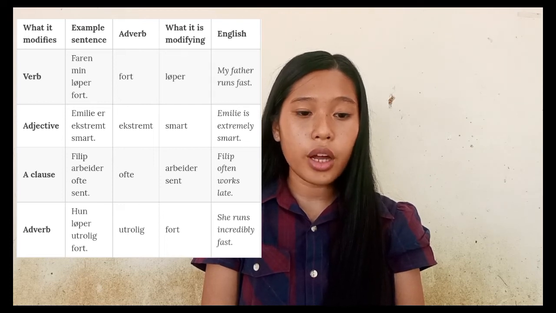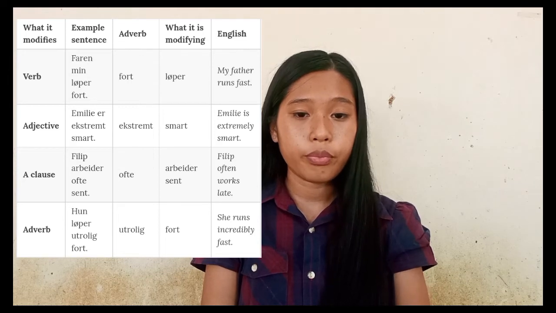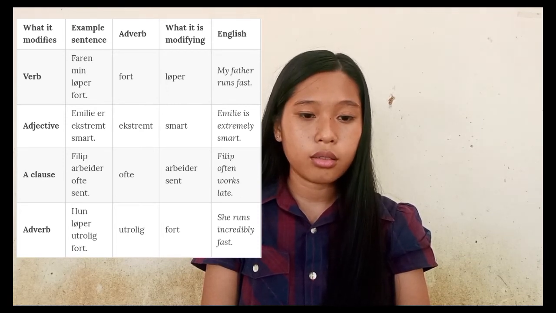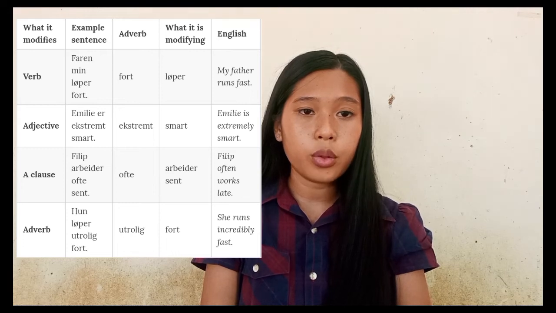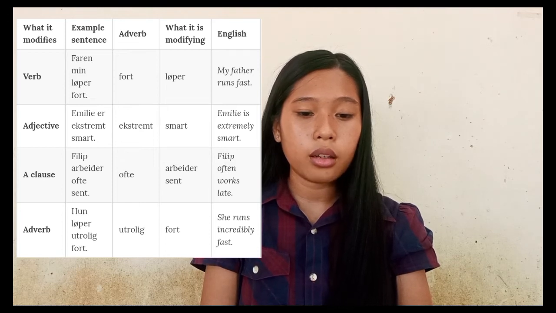The adjective there is smart, and the adverb that modifies it is extreme. That means extreme in English. It also modifies a clause, for example, in the sentence, Philip arbeider ofte sent, which means Philip often works late. The adverb ofte, or often, modifies arbeider sent, that means working late.